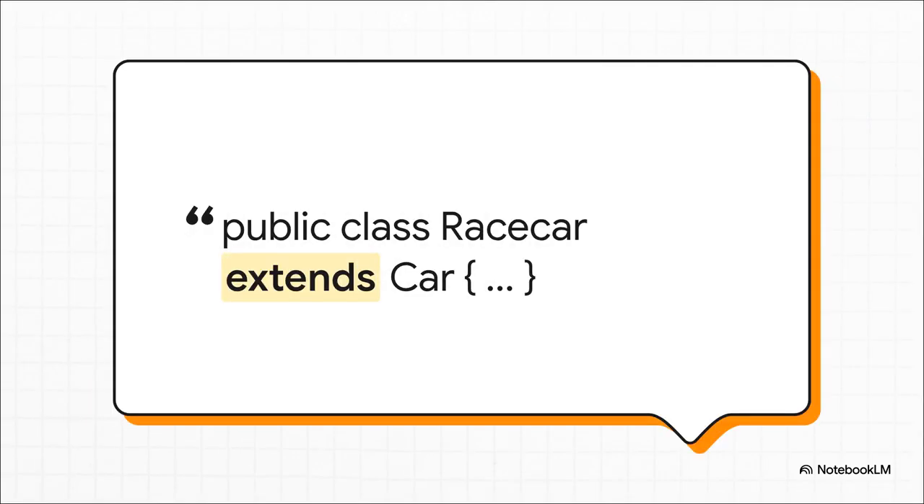So how do you actually do this in the code? It all comes down to one little keyword, extends. That's it. When you write public class RaceCar extends Car, you're literally telling the computer a race car is a type of car and it gets all its abilities.